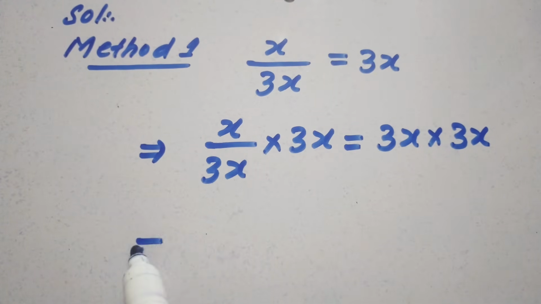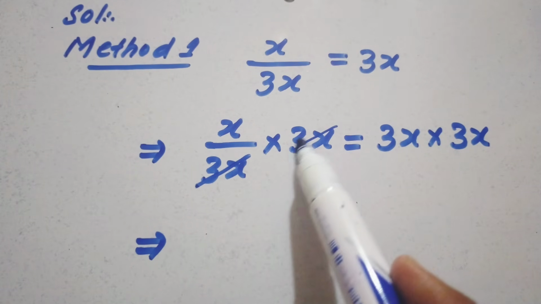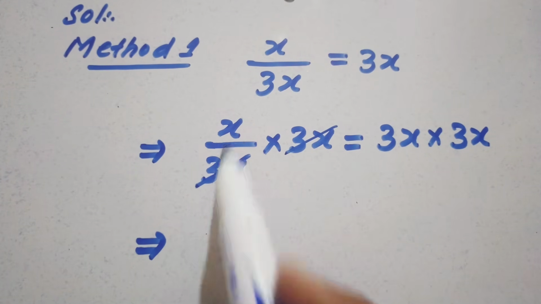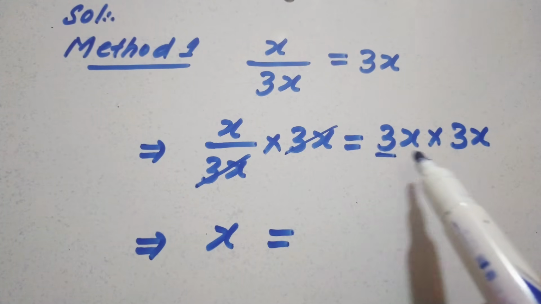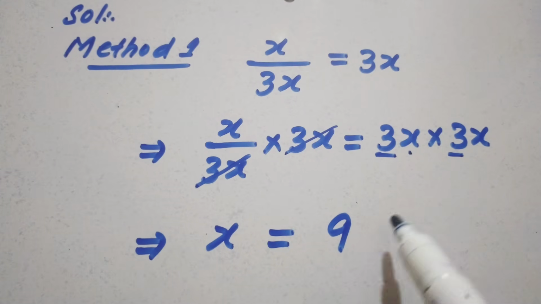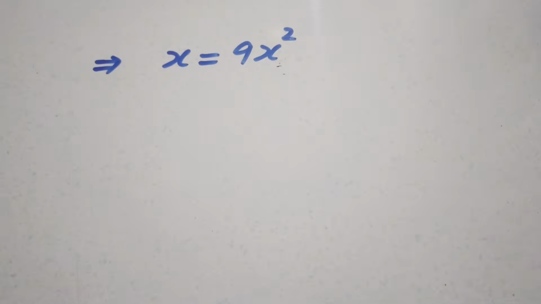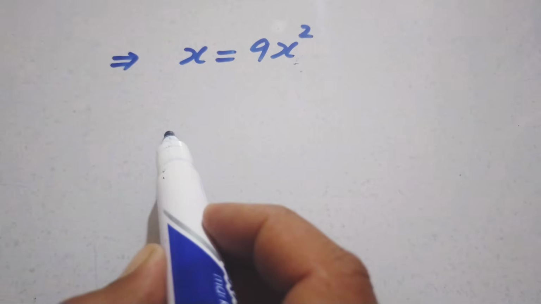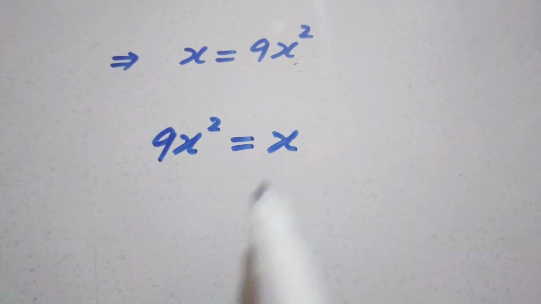On the left hand side, 3x from the denominator and 3x from the numerator cancel out each other. Here x will be left, equal to 3 multiplied by 3 gives us 9, and x multiplied by x, which is x squared. So now we have x is equal to 9x squared. We can write this equation as 9x squared is equal to x.